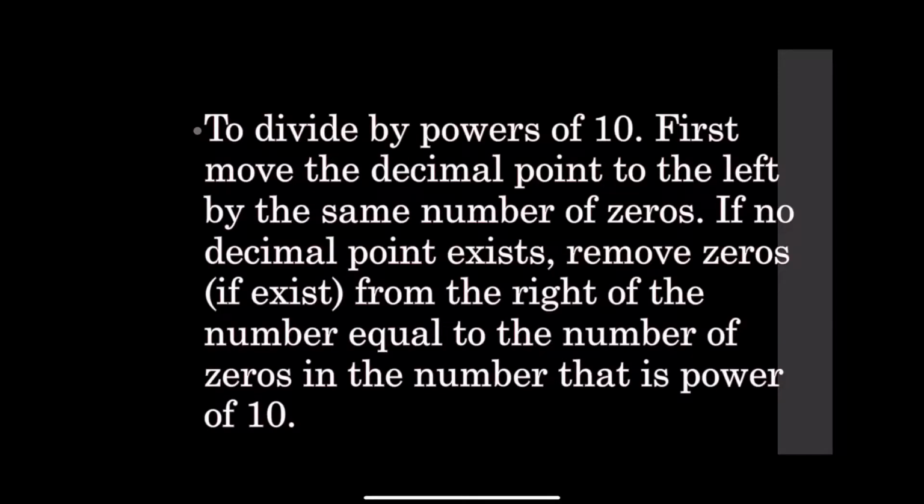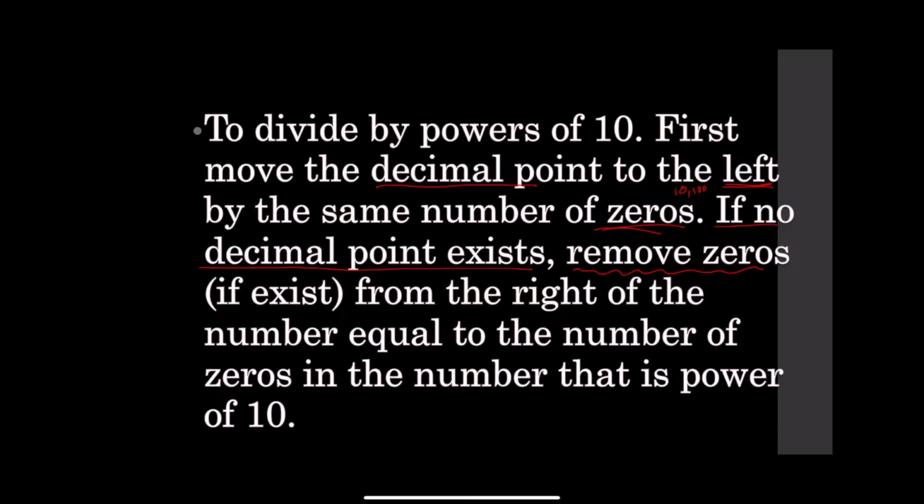To divide by powers of 10, first, move the decimal point to the left. Remember, in case of division, move the decimal point to the left by the same number of zeros in the power of 10. So if we are dividing by 10, move the decimal point to the left one time. If we are dividing by 100, move the decimal point to the left 2 times, or 2 place values. What if we have no decimal point, like this? Then we should remove zeros.